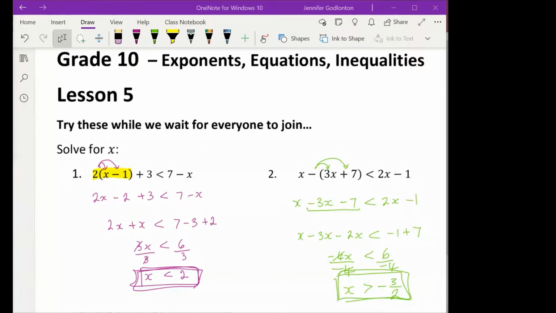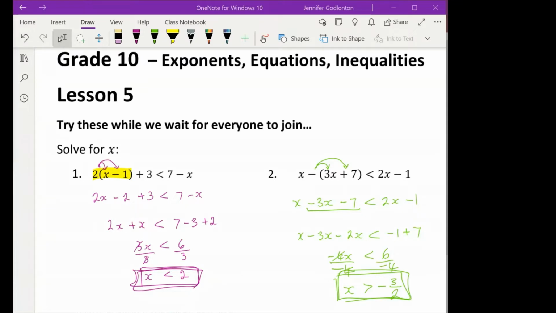Who have I got? Okay, we still have like 3 hands. Lindo. Hi. May I please ask again? Can you please explain why the signs change? Why does the sign change when we divide by the negative?